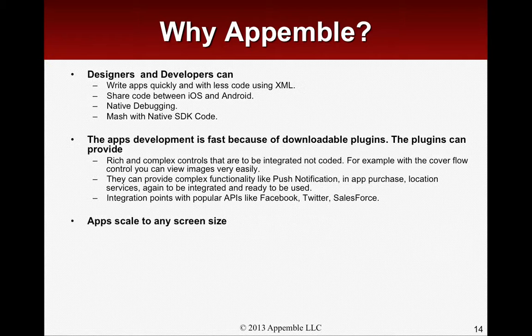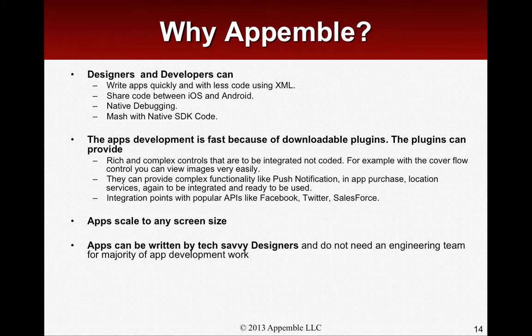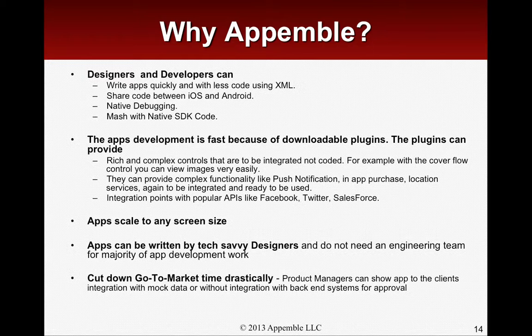Appemble apps can be scaled to any screen size because you give the dimension in terms of percentage of the device's physical screen size. Apps can be written by a tech-savvy designer, and most of the app can be written by the designers, and product managers can work with designers to get the initial app in front of the user and get user validation early in the development phase of the app, rather than having it coded completely and then going to the user for validation or for their input, which is a much costlier and more time consuming cycle. The go-to-market time is cut significantly as well.